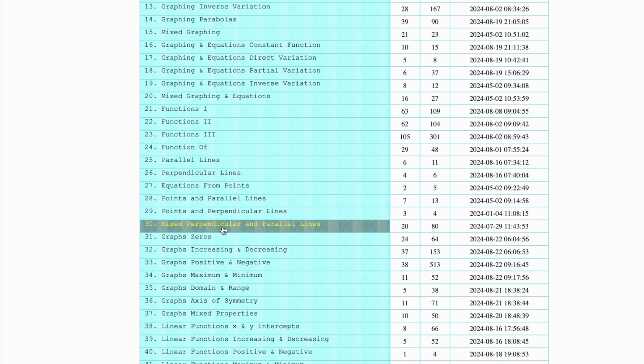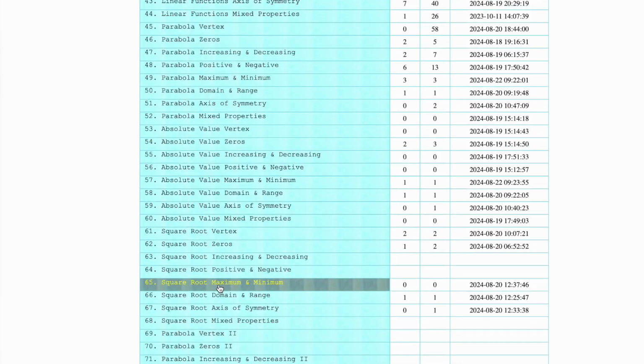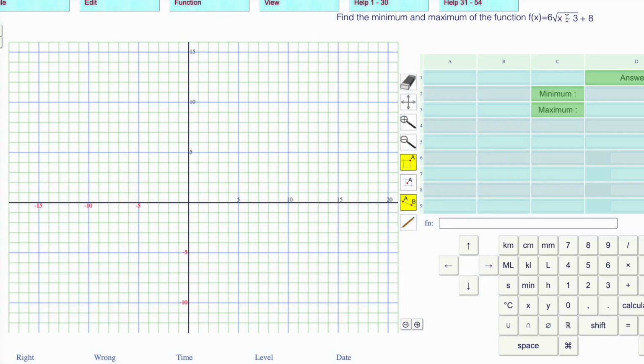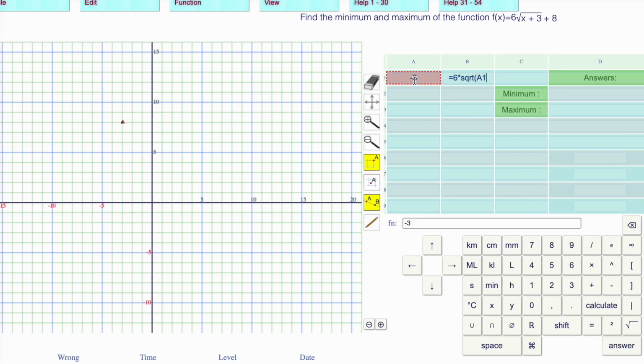Let's look at a square root function for maximum and minimum. This is going to have a vertex at negative 3, 8 right here. It is opening in the positive direction, so it's going to curve up like this. Let's find some values. When x is negative 3, in 6 times the square root of the x value plus 3, negative 3 plus 3 is 0. The square root of 0 is 0, plus 8 gives us 8.